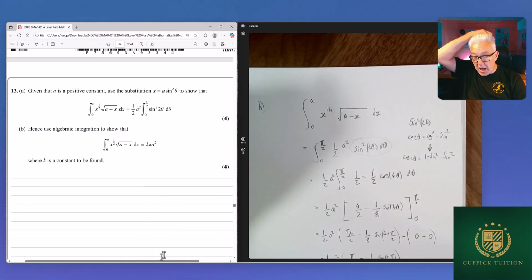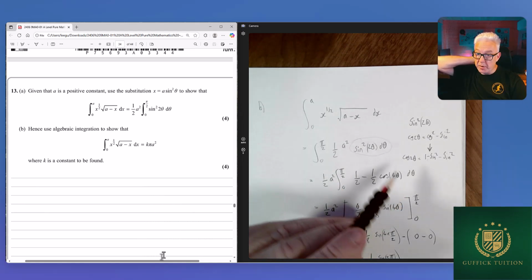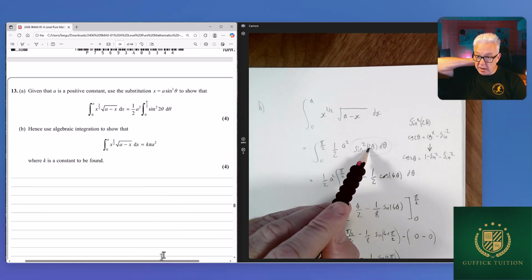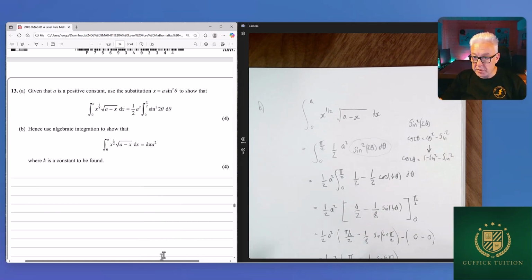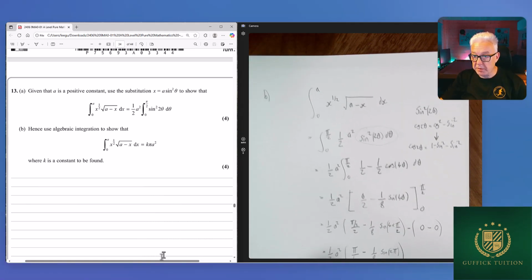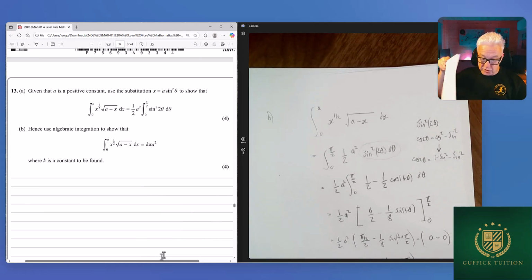Then when you rearrange that in order to make the sine squared the subject, you end up with a half minus a half cos 2 theta. But because we've got 2 theta here, it becomes 4 theta. I feel like I'm doing too many steps in one go there for some people, so let me put some extra steps in.